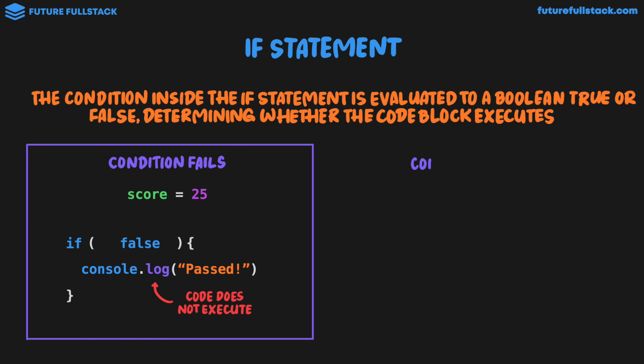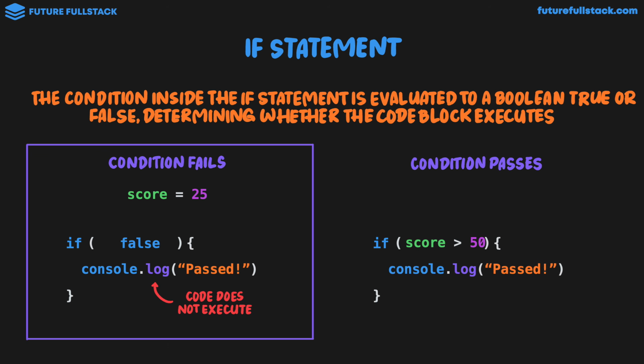Let's now look at the case when the condition passes. We have our same if statement. Let's say now the score is 60. Inside our parentheses, we would have 60 greater than 50. 60 is greater than 50. So this would result in true. And because inside the parentheses, the condition is true, the code now executes.